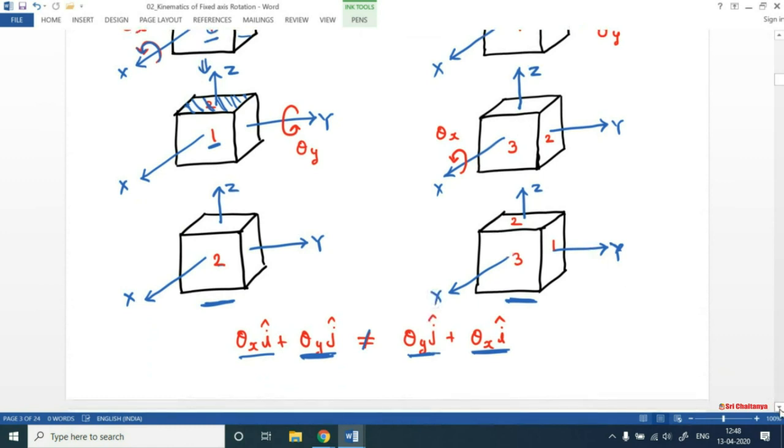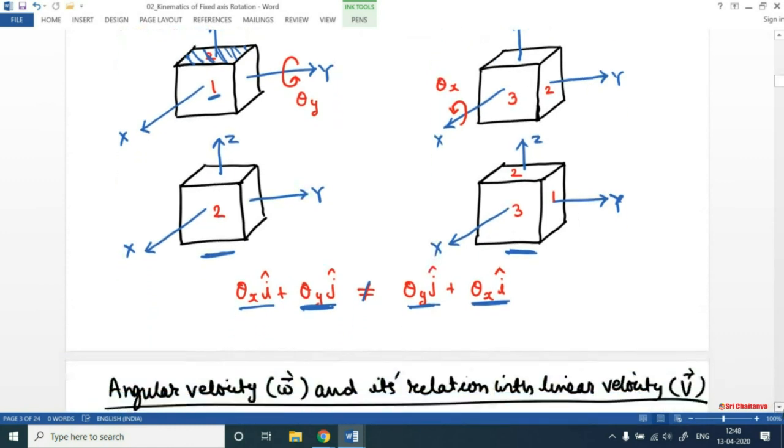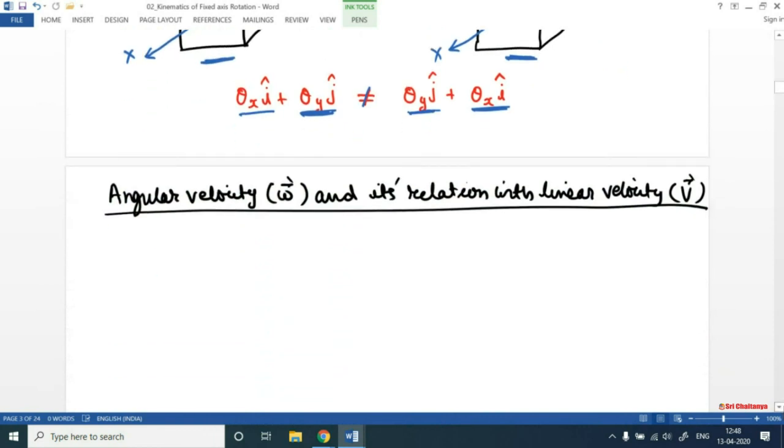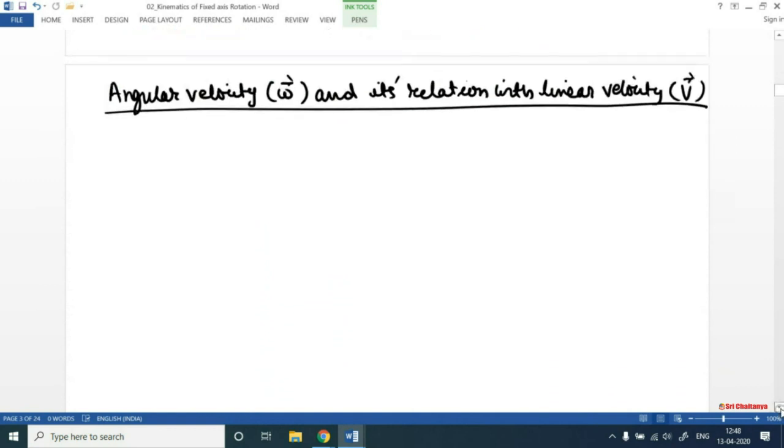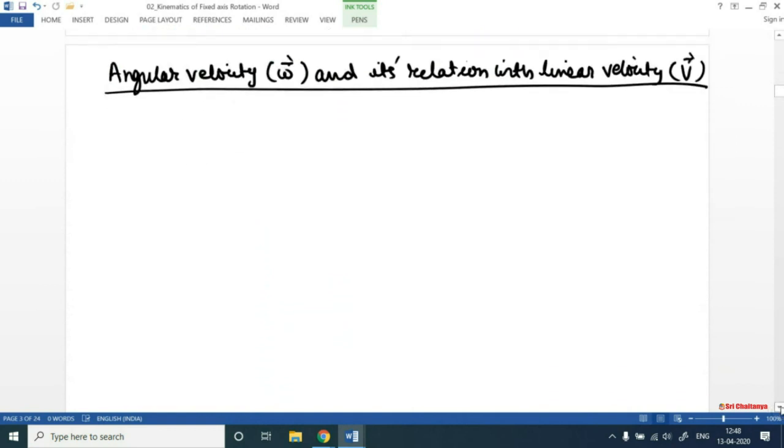So having discussed that, let's get on to another concept. Since we have defined angular displacements, now let's talk about angular velocity, and then we will be talking about its relation with linear velocity as well. So angular velocity omega is defined as the rate of change of angular position, or you can simply say angular displacement per unit time. So omega is defined as d theta by dt simply.